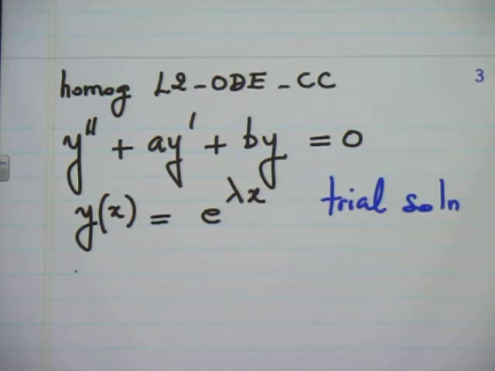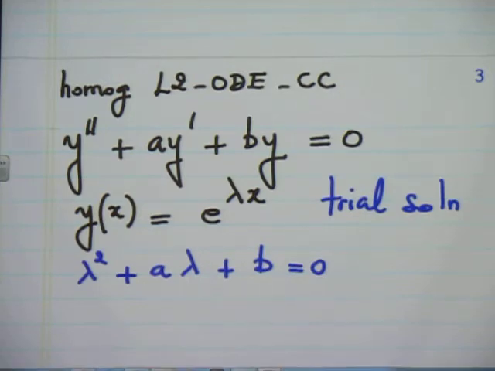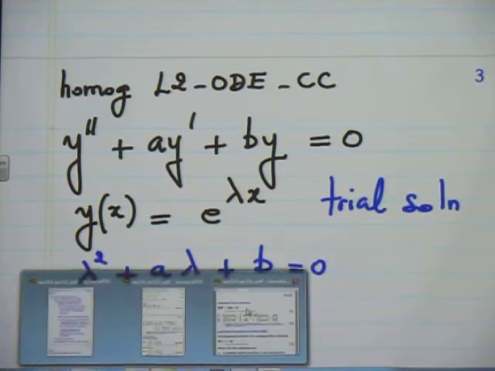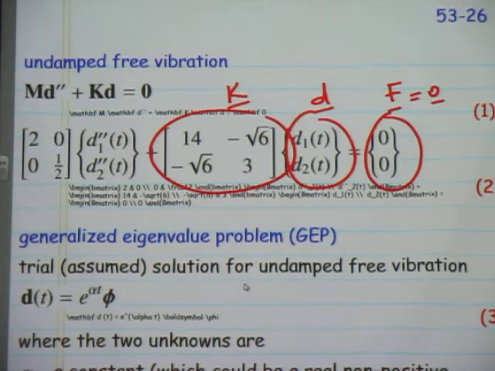So Dylan said, if you replace e to the lambda x into this differential equation, you would have lambda squared plus a lambda plus b equal to 0. So please review this, right? It's in my lecture notes, and I have videos also on this. And this is called the characteristic equation. And you see that in the matrix case, it's also very similar. The method is also very similar.